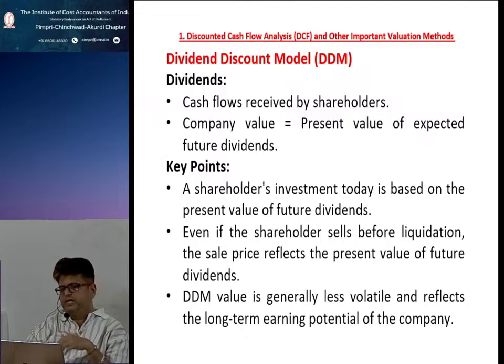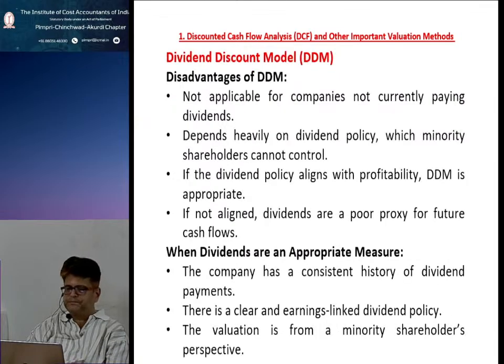Then we saw the dividend discount model. Dividends are typically cash flows received by shareholders. Company value is equal to the present value of expected future dividends. The key point in the dividend discount model is that a shareholder's investment today is based on the present value of future dividends. Even if the shareholder sells before liquidation, the sale price reflects the present value of future dividends, and therefore DDM value is generally less volatile and reflects the long-term earning potential of the company.